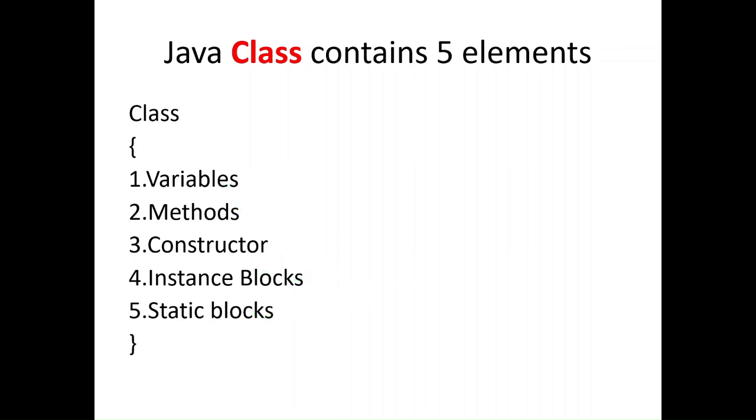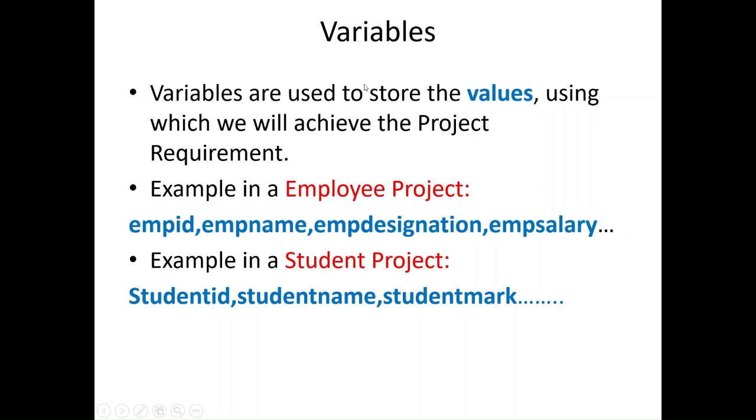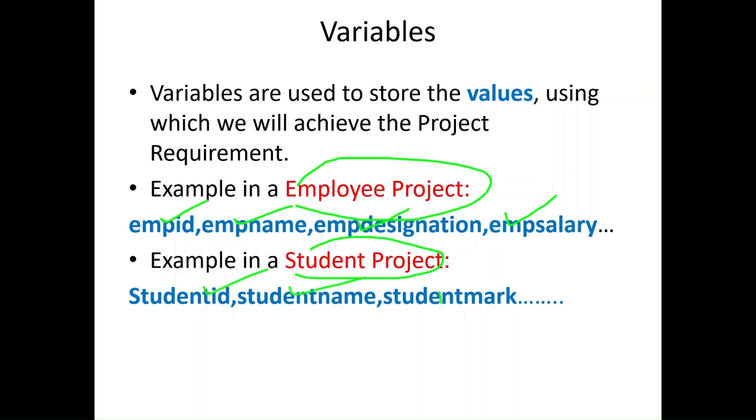When it comes to variables, you know very well that variables are used to store some value, which will be used later in the project. For example, if you're working on an employee project, you may create variables like employee id, employee name, employee designation, and employee salary, and assign some value to them, and later utilize the value in the program. Similarly, when working on a student project, variable names will be like student id, student name, student mark. This is very common. Variable declaration and initialization of a value are very common in a program, so it's very essential in Java as well.